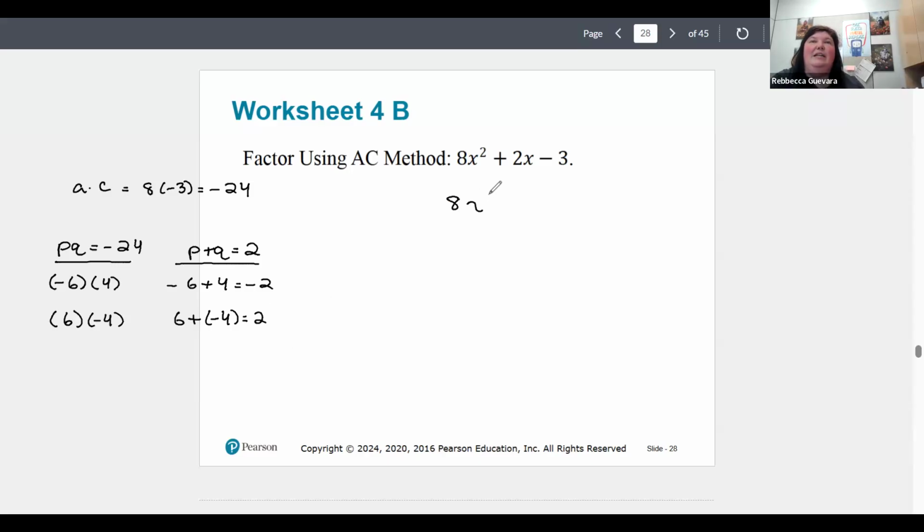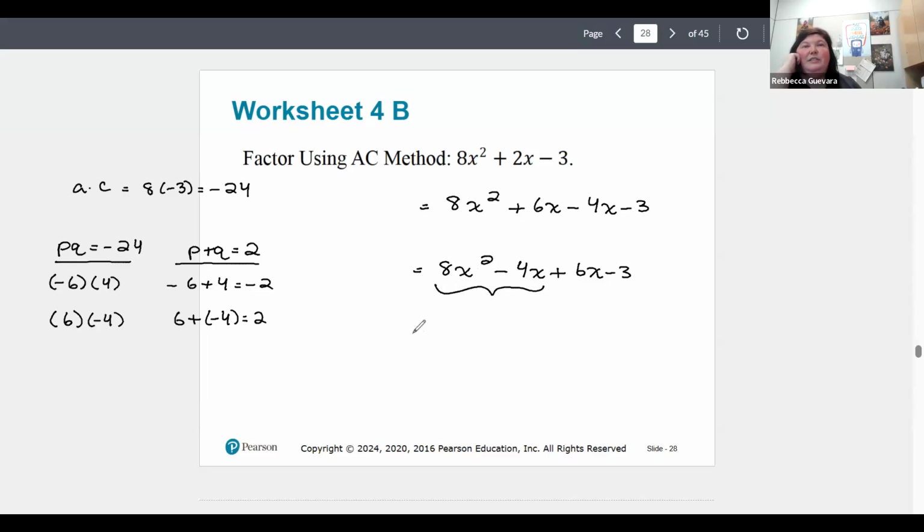So now we have 8x squared plus 6x minus 4x minus 3. If you don't like just pulling this negative out of two numbers, you can rewrite this. It's a little easier to handle if you switch those two middle terms. Sometimes it just makes it easier for your brain to handle by just flipping the middle terms. So instead of having plus 6x minus 4x, I can write minus 4x plus 6x.